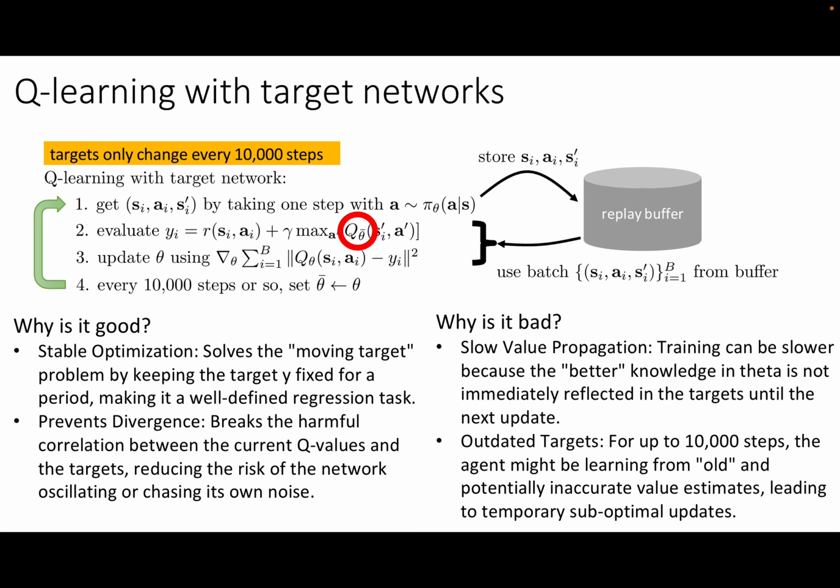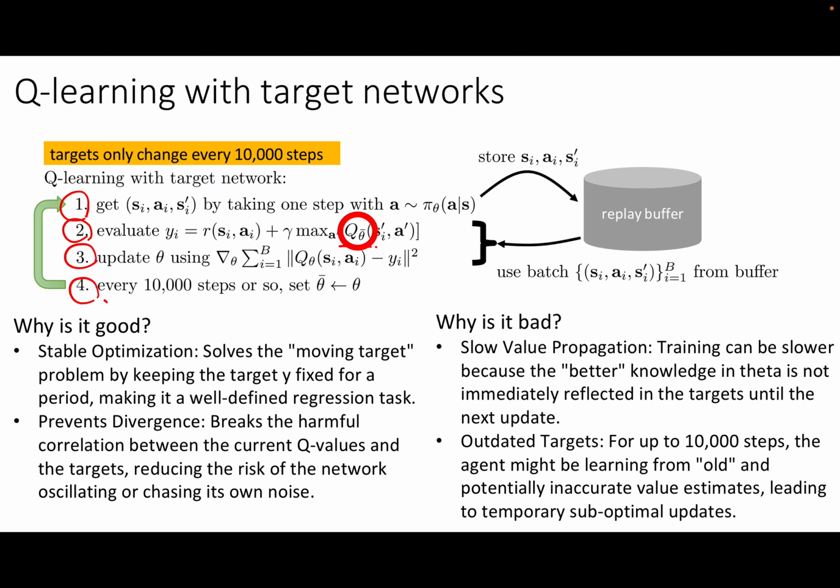So the thing that I introduced last time is using a network from a previous checkpoint, right? The target here, theta bar, only changes every 10,000 steps. So theta bar is from a previous checkpoint of our learning Q network theta.